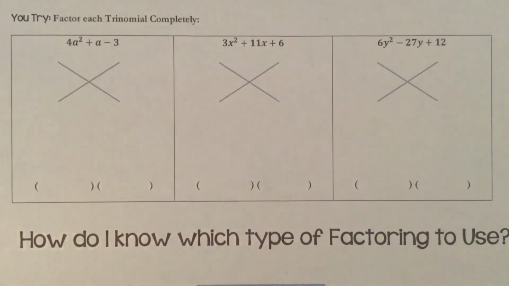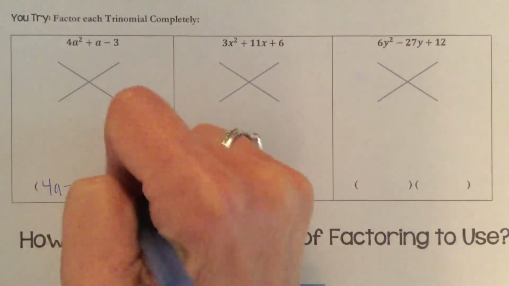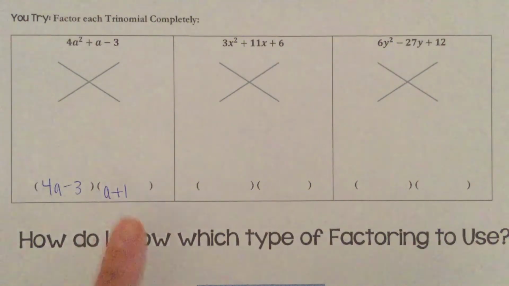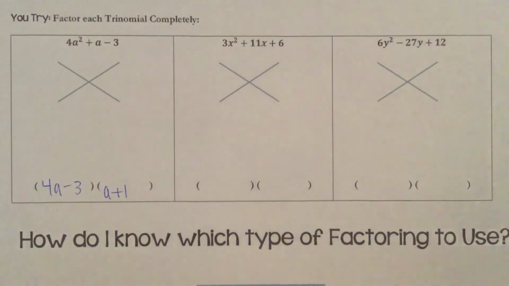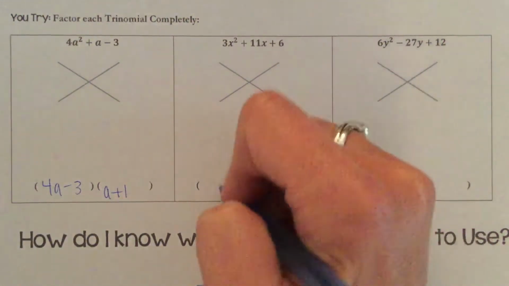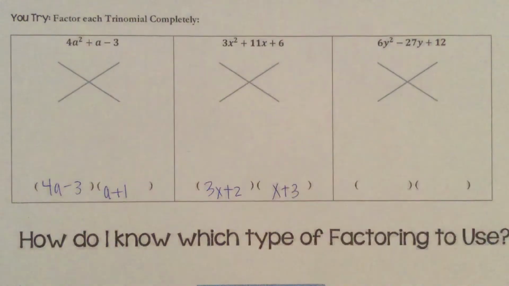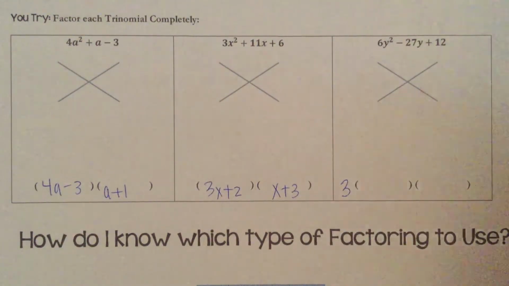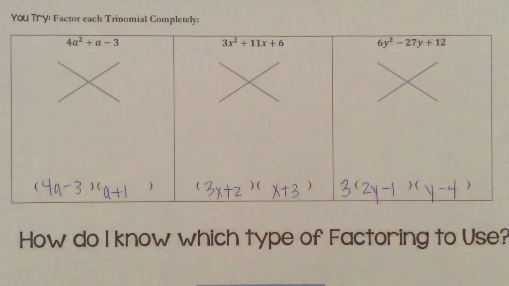The answer to the first U-Try problem is 4a minus 3 times a plus 1. Remember, what goes in each parenthesis is not important. If you wrote this as a plus 1 and 4a minus 3 over here, that's fine. The second answer is 3x plus 2 times x plus 3. The final answer is the greatest common factor of 3 times 2y minus 1 times y minus 4.